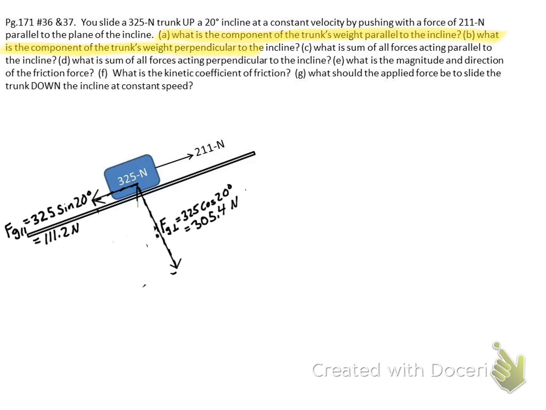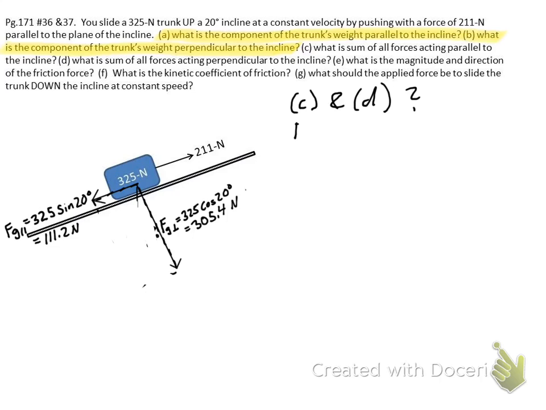What are we going to do next? Well, that answers parts A and B. What is the component of the trunk's weight parallel and perpendicular to the incline? Like I said, we've done a lot of problems like this, so we're pretty proficient in that. Now, C and D: the sum of all forces acting parallel to the incline and acting perpendicular to the incline.